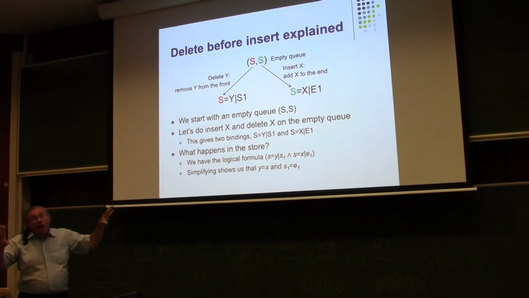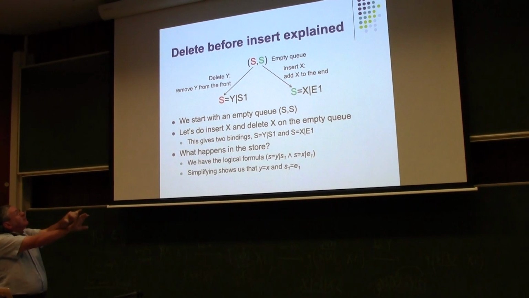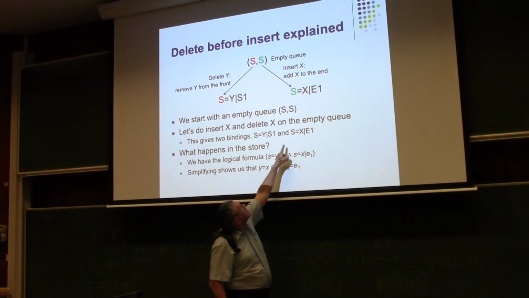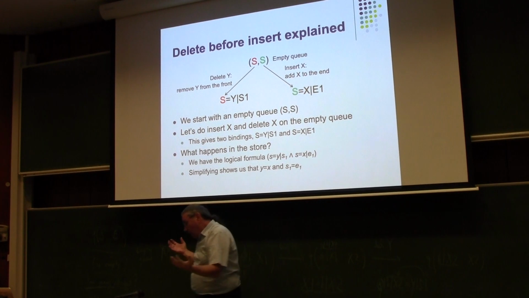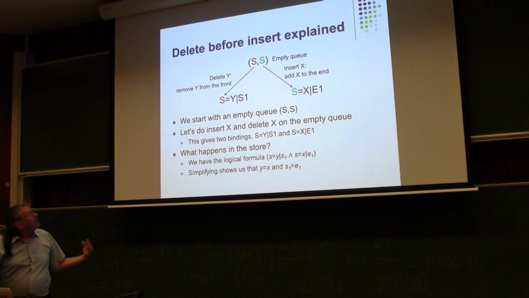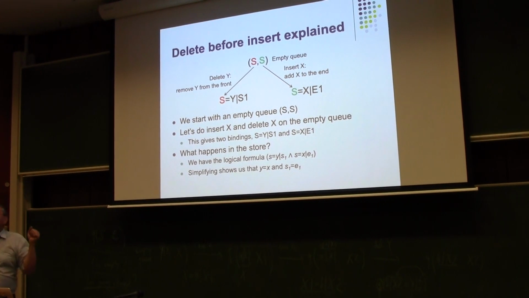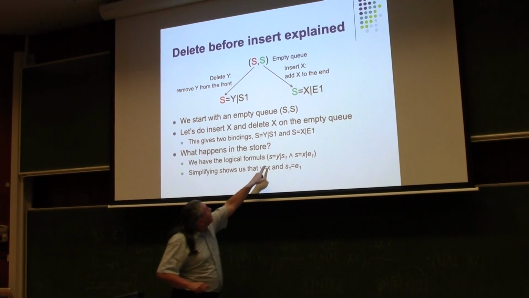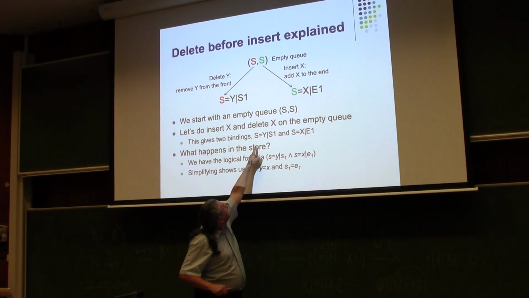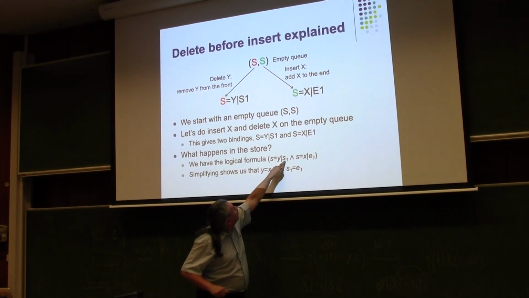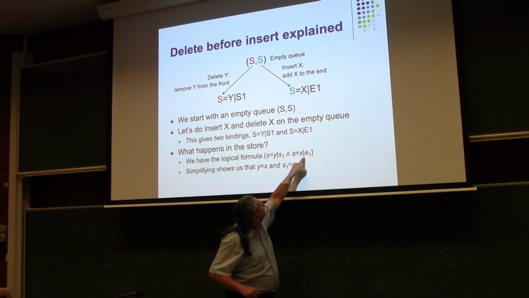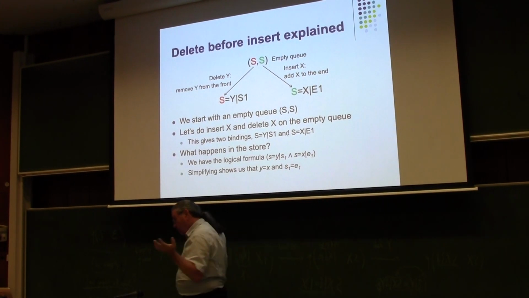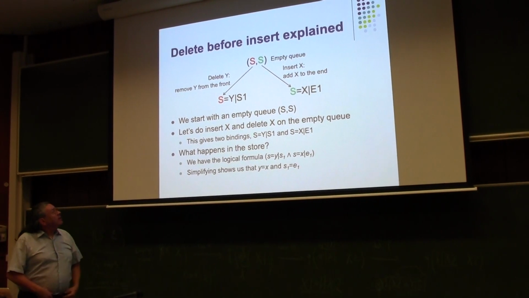So if the Q is empty, I'm actually doing two bindings of S. Okay? Two bindings of S. S equal Y is 1 and S equal X E1. So what happens? I'm doing two bindings of S here. But for logic programming, that's okay. Each binding is a logic formula that goes into the store. So S equal Y is 1 is this, and this is a logic formula in the store. And the other one is also a logic formula. So the store just has both logic formulas. It's pure logic. It has that.